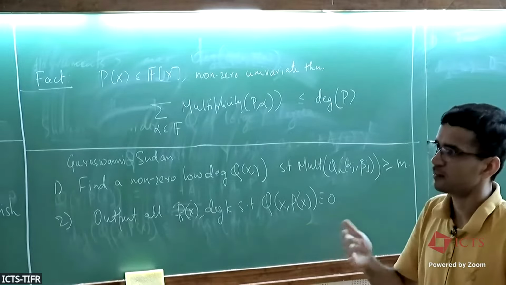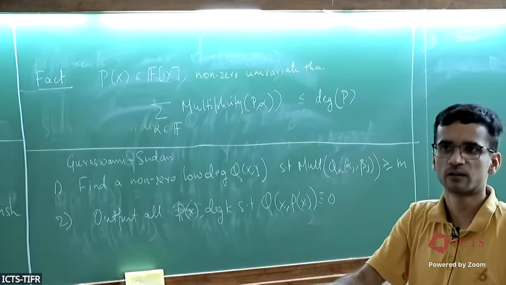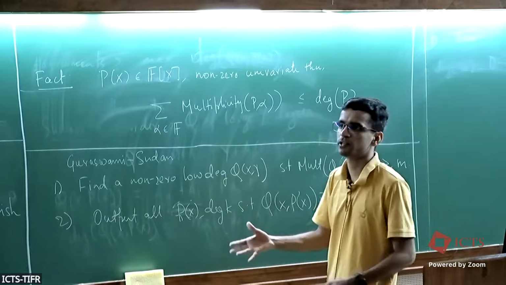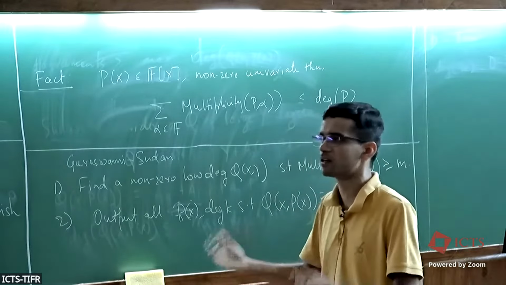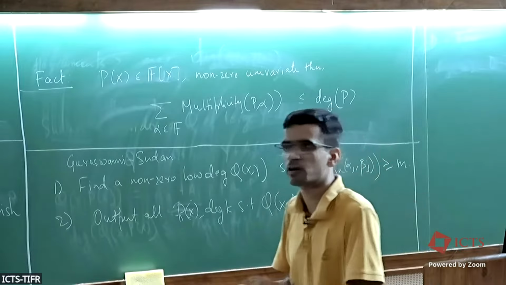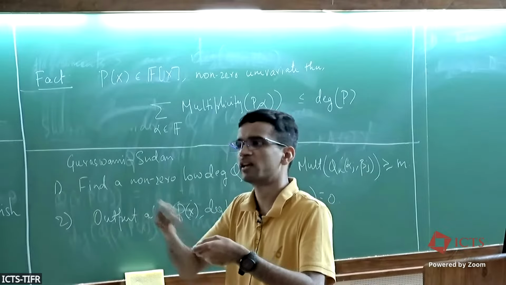Guruswami Sudan say, well, what they are going to do is to impose even more constraints on Q. So instead of just asking for a Q that vanishes at alpha j, beta j, now we are going to ask for all the partial derivatives of order at most M of Q to vanish at alpha j, beta j, which means for every j, this is no longer a single constraint. It's a large number of constraints. How many constraints?